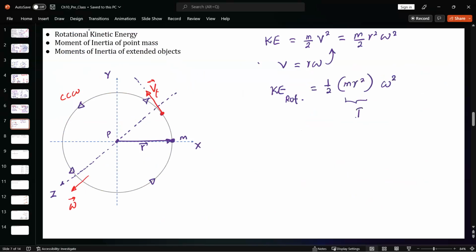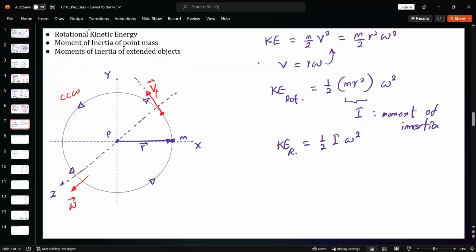This is called the moment of inertia, or the inertia effect when the object is rotating. When an object is rotating, the mass of the object alone doesn't matter. What matters is mass multiplied by radius to the power 2. That I is called the moment of inertia, which is a very important term for the next few chapters. Now we can redefine the rotational kinetic energy as half times I times omega squared. It is very similar to half m v squared, but for a linearly moving object, mass is what matters.